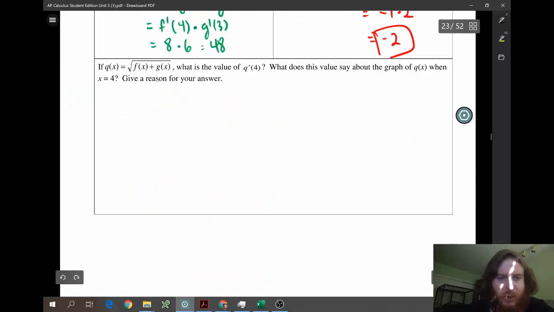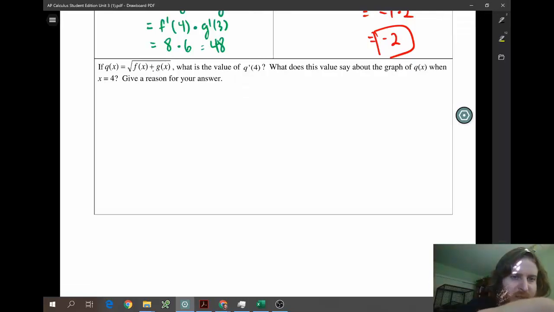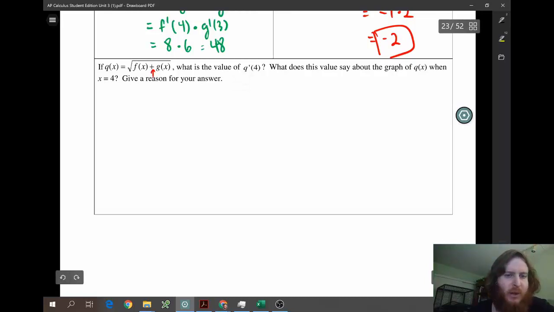And then our last one, this one's a little bit tricky, but it's not too bad. We're going to use that shortcut that we learned about the square root. And this plus is just a separator, so it's saying take the derivatives one after the other. But what's the outside? The outside is the square root. So first it asks, what is the value of q prime of 4? So we have to find q prime of x first.